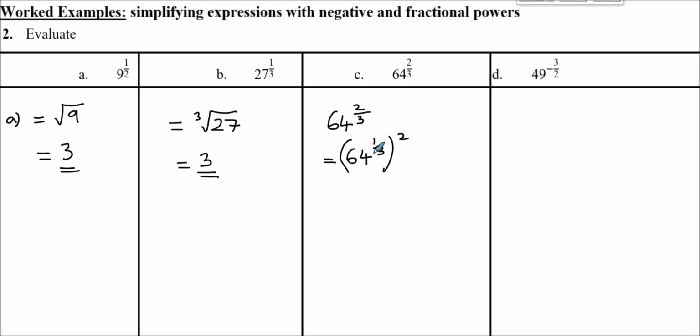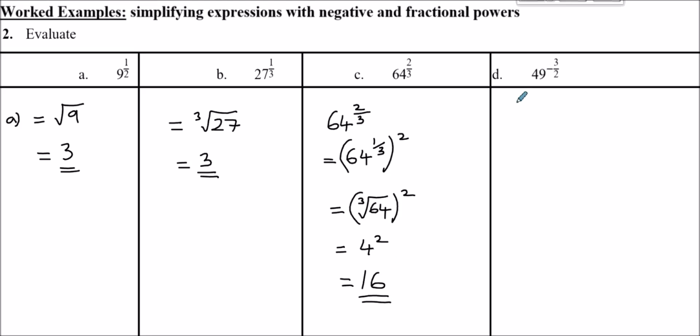So 64 to the power 1/3, that's the same as the cube root of 64. So the cube root of 64, then squared. The cube root of 64 is 4, so we have 4 squared, and 4 squared, whoops, my PC went a bit slow there, sorry. So we have 4 squared, which gives us 16.